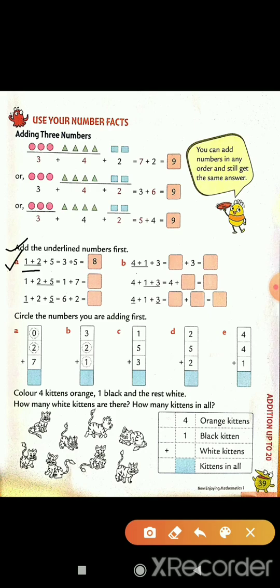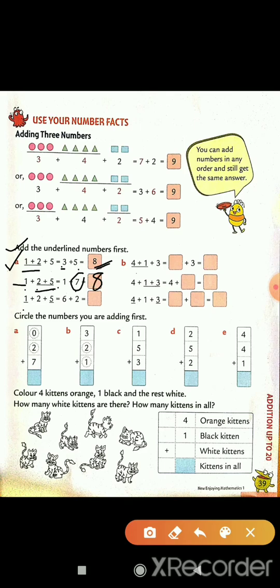1 plus 2 gives us 3, and then plus 5. So 3 plus 5 gives us 8. Next, 1 plus 2 plus 5. 2 and 5 are underlined. So 2 plus 5 is equals to 7. Now we have to add 7 with 1. So 7 plus 1 is equals to 8.